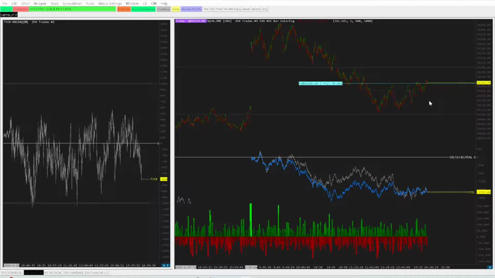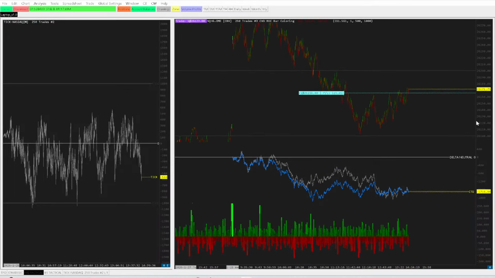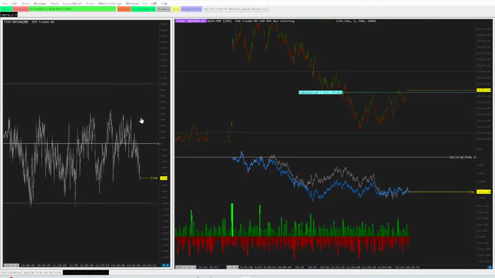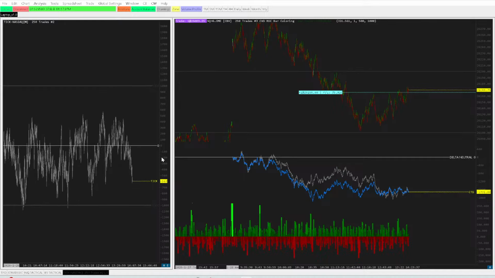And again, I'm working on tying it all together with the tick as well, to actually have something simplified that people can use. Even though right now it looks kind of jumbled up, it's a mess. But there is a tick divergence here. Again, this is just Nasdaq tick, 250 trades.